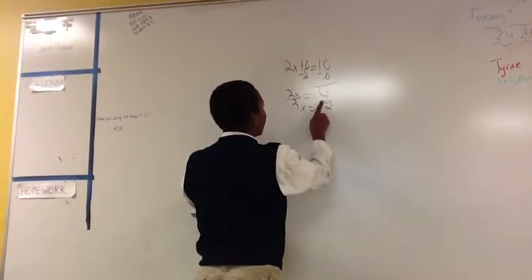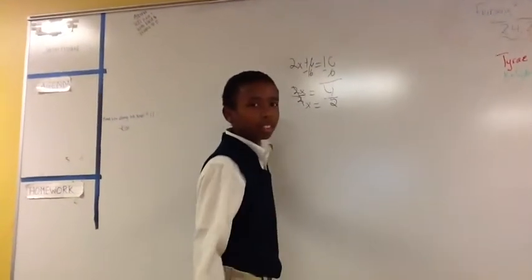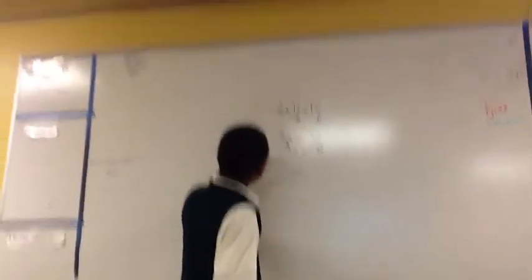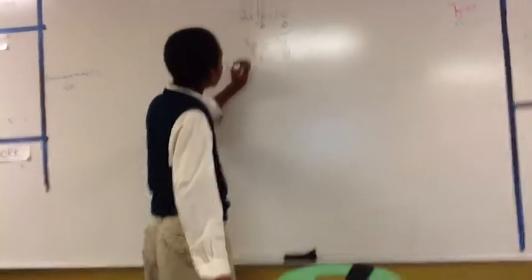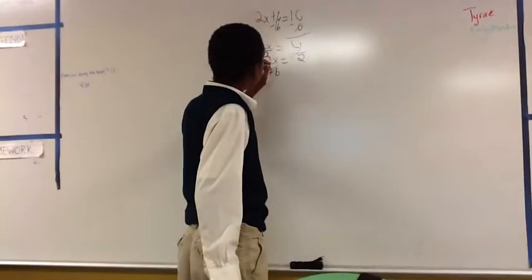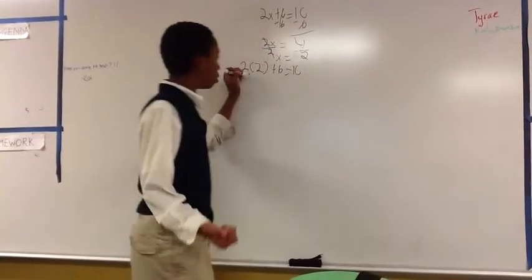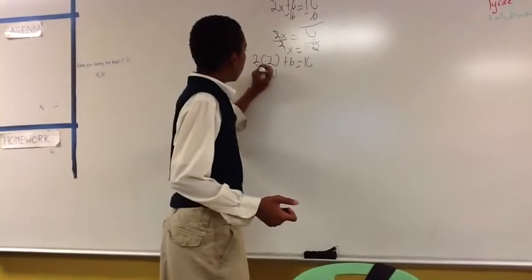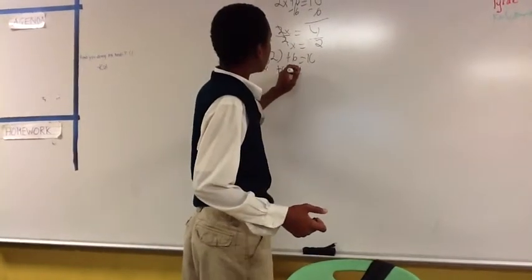And to make sure it works, I had to plug it in. 2 multiplied by 2 plus 6 equals 10. 2 times 2 is 4. 4 plus 6 equals 10.